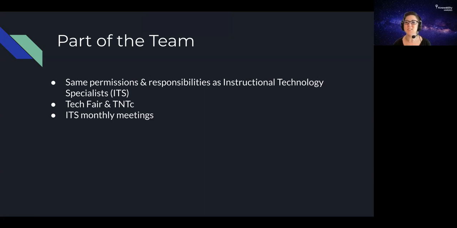So when I started as the AT specialist, I did not actually have all the same permissions and responsibilities as an instructional technology person. And I really don't have all the responsibilities, but I certainly do have all the permissions. And that was one of the biggest things that I made sure to have happen when I took over that position. It's not as big of a deal as it is now because we have so many kids with devices and they're Chrome and you don't have to worry about installation.